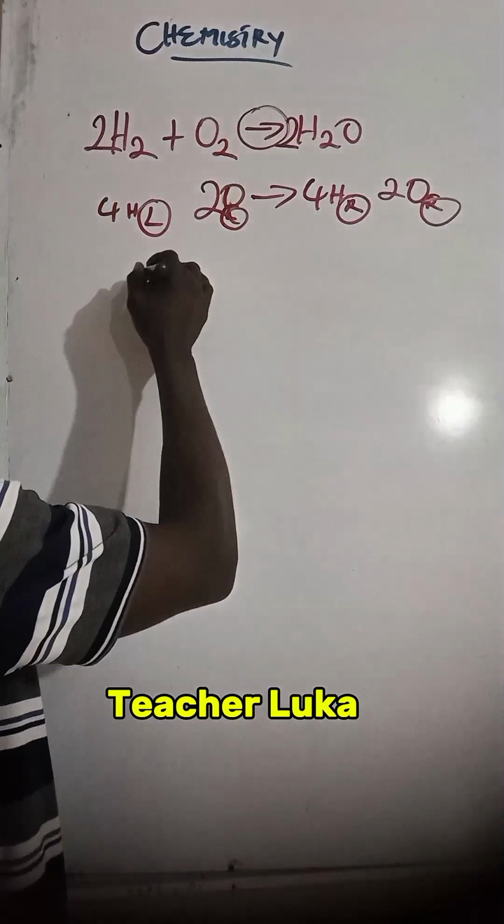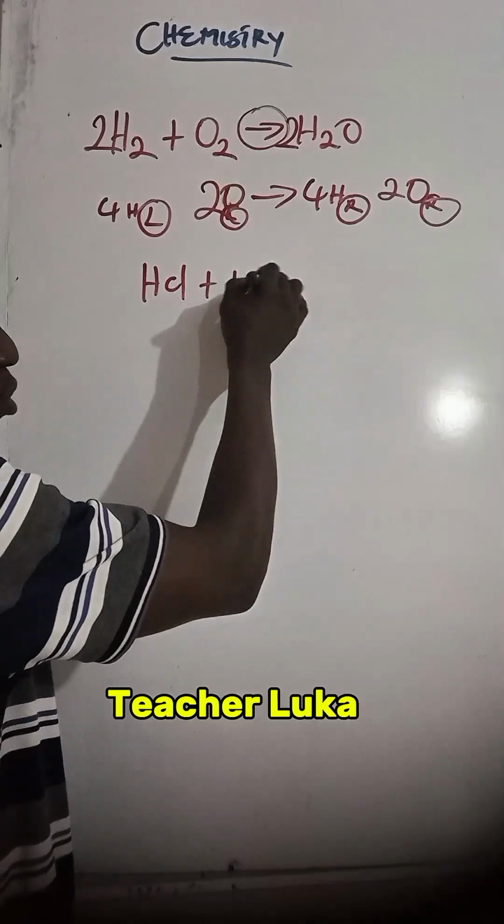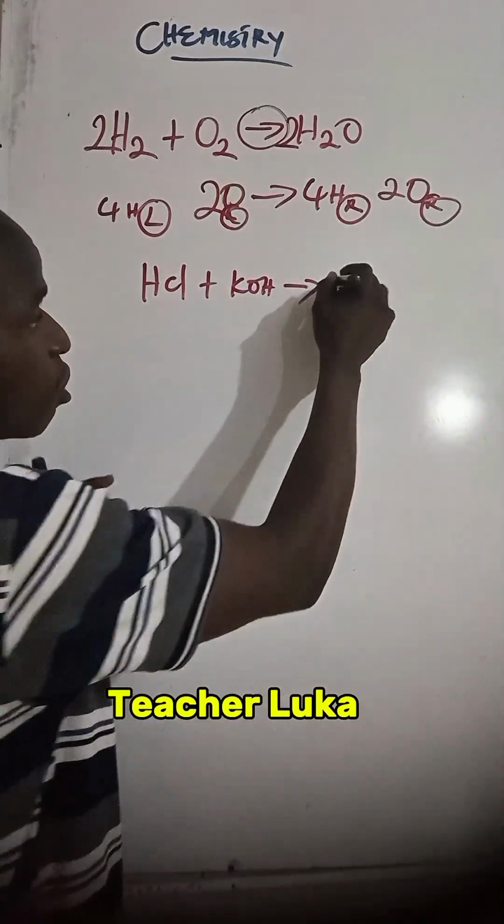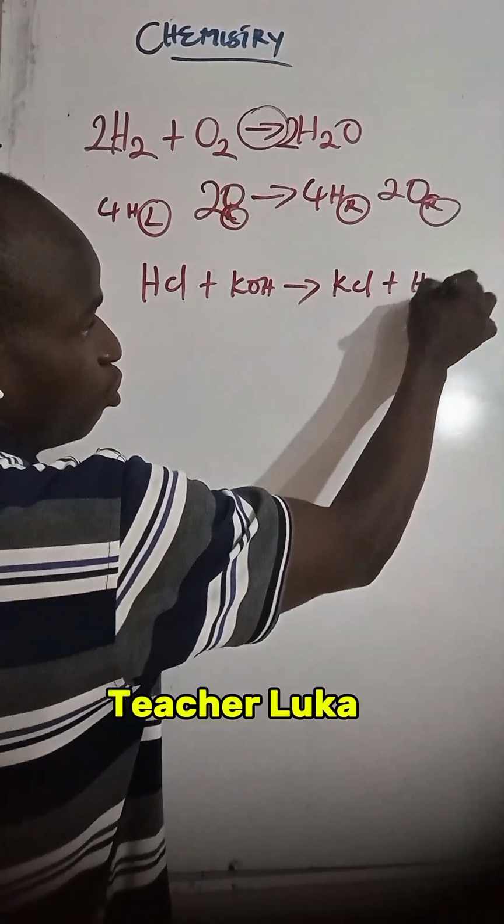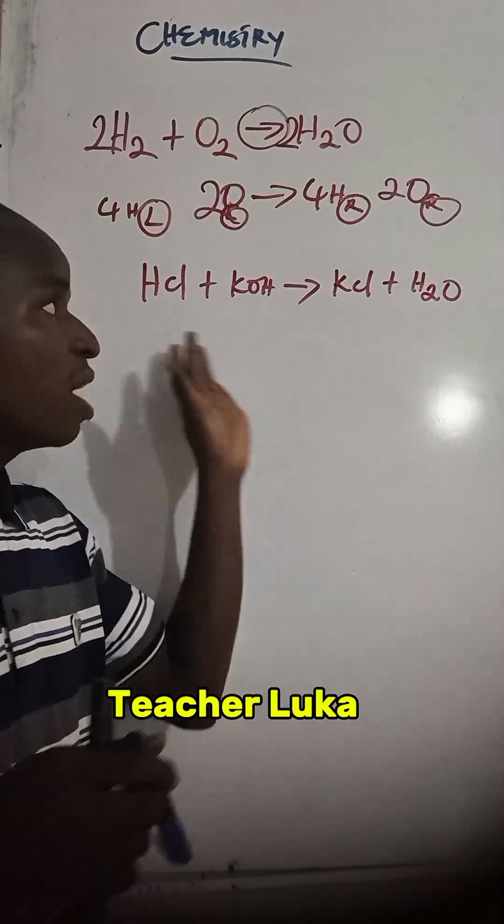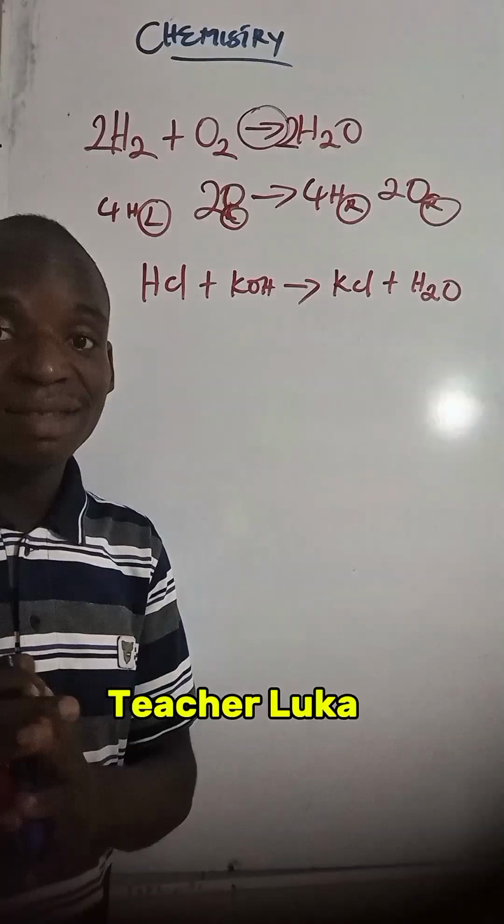Now, like the reaction of HCl with potassium hydroxide, okay? This gave us potassium chloride plus what? H2O. Now, it's just to do an atom count. If what we have on the left equals what we have on the right, then the equation is what? Is balanced. Are you following?